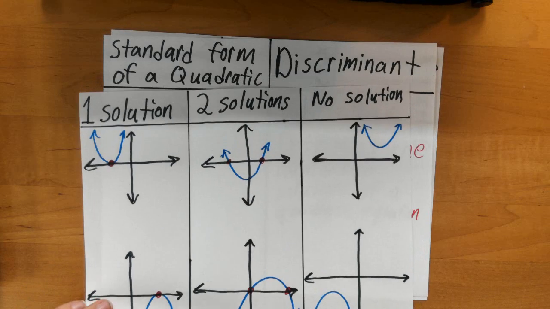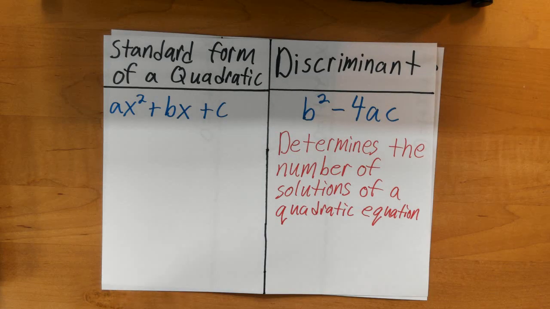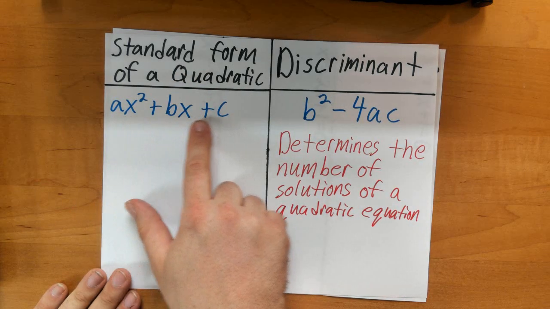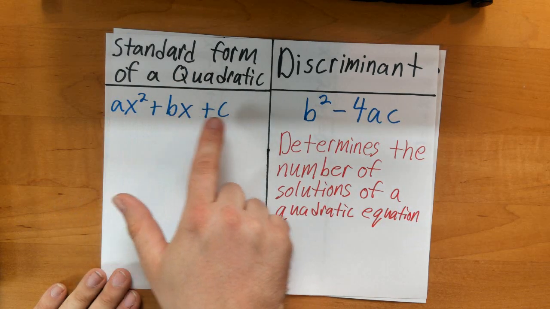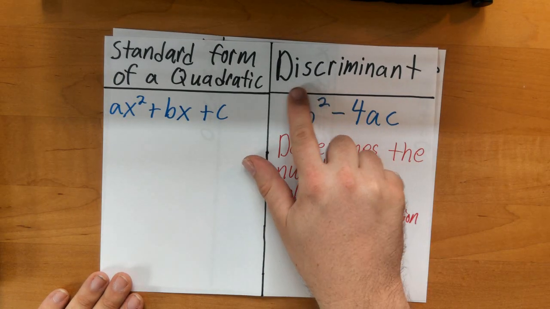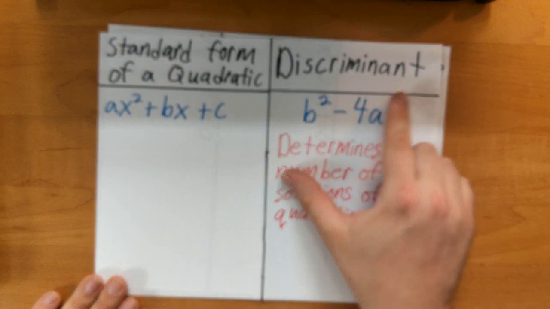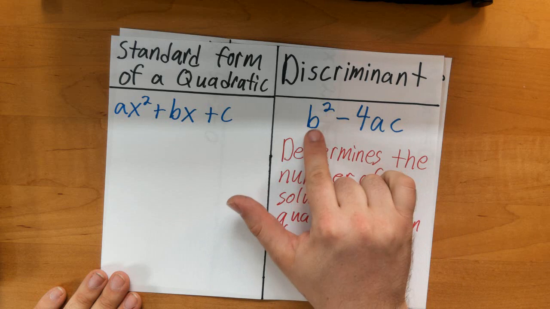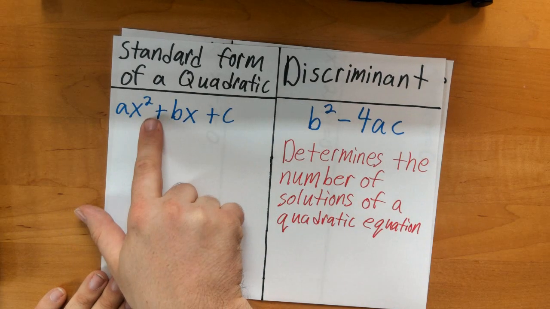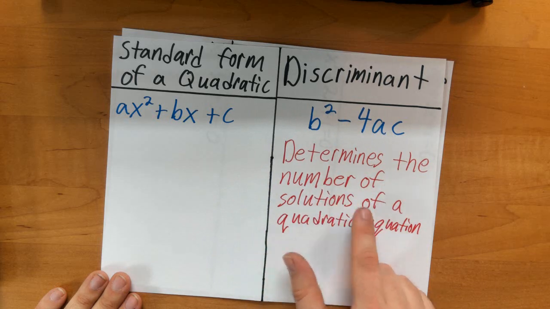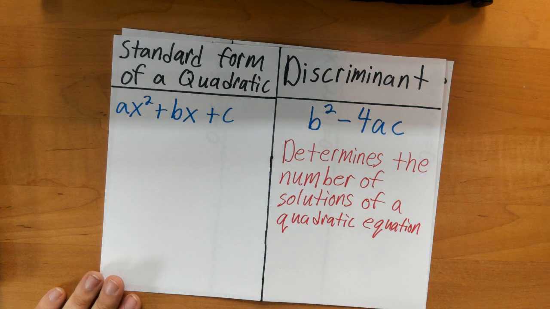Alright. Just kind of a review, standard form of a quadratic equation, ax squared plus bx plus c, where a, b, and c are real numbers here. Okay? Now, our word of the day today is discriminant. This is the discriminant, b squared minus 4ac. And these values come from standard form. This expression can determine the number of solutions of a quadratic equation.